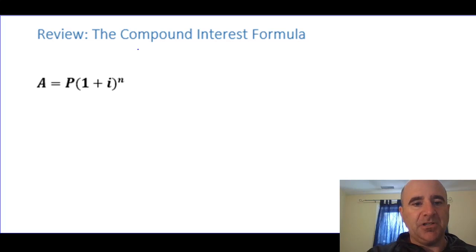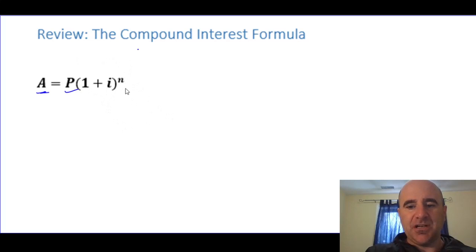Now, in the compound interest formula, A is your final amount, okay, of some type of investment where interest is compounded. P is your principal, or you can think of that as your starting amount, okay? 1 is just part of the formula. I is the interest rate, and N is time.